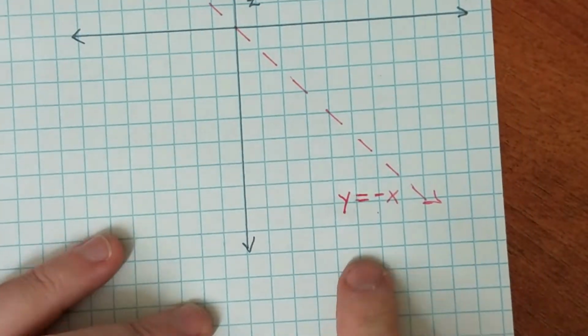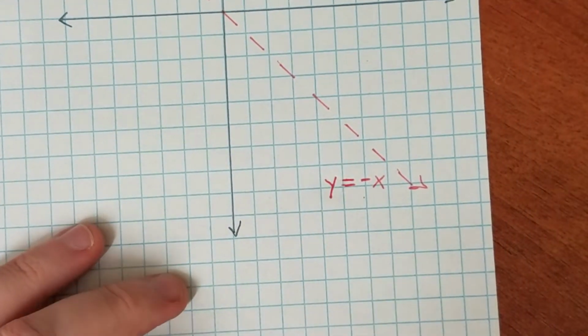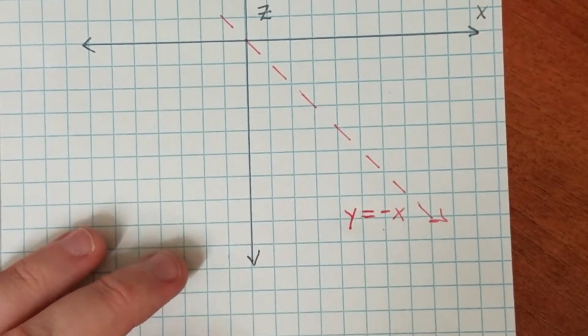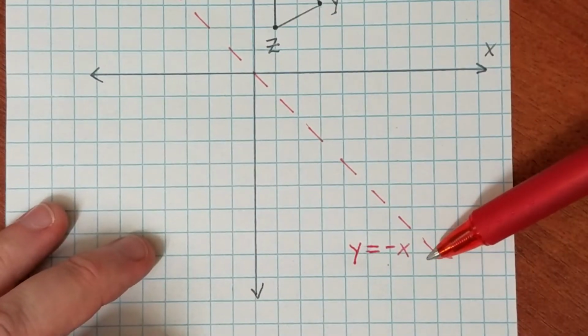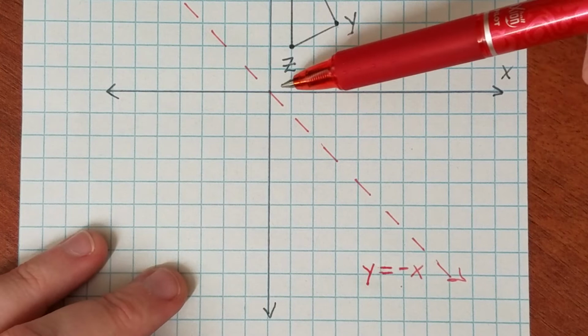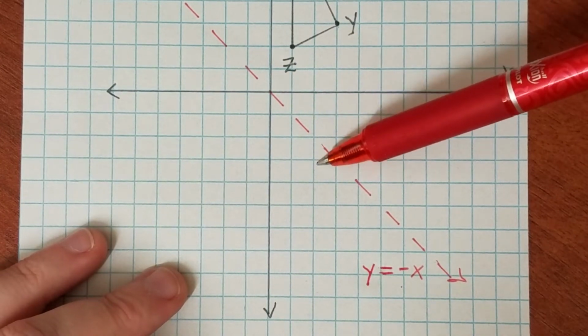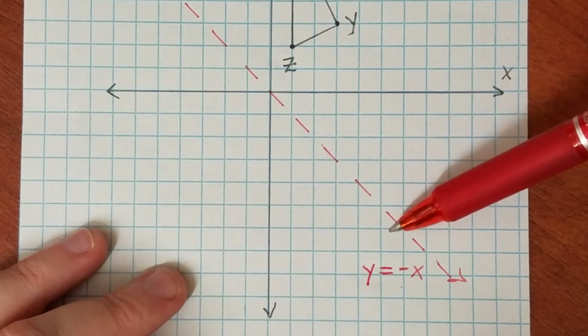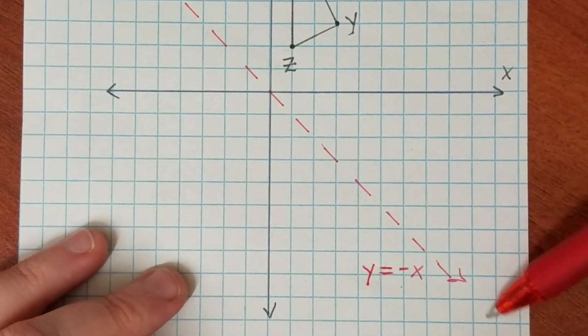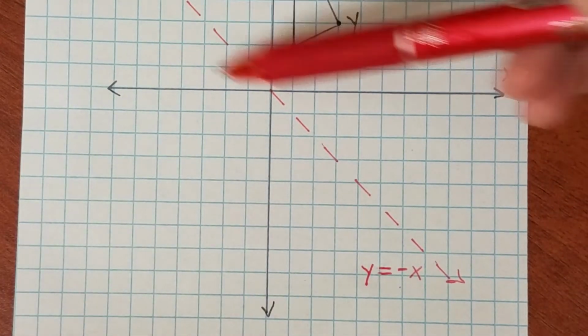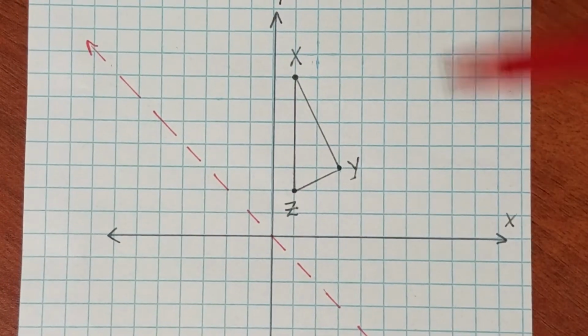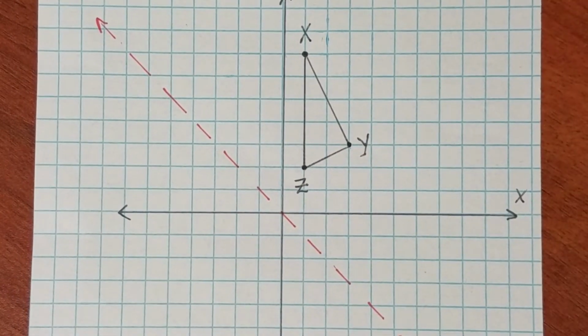Now if we look at our other graph, which is y equals negative x, again, this is in slope-intercept form. We have a slope of negative 1, and there's no constant written there, so it passes through the origin. So from the origin, you're going to go down 1, right 1, and repeat, all the way down. So that is our line of symmetry. And here is our triangle XYZ.